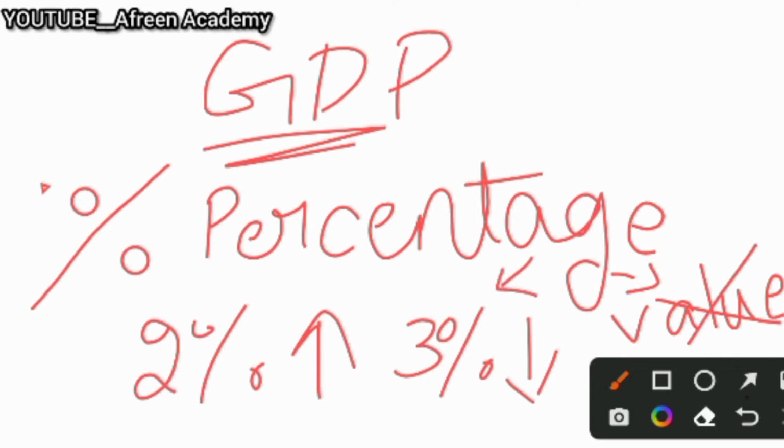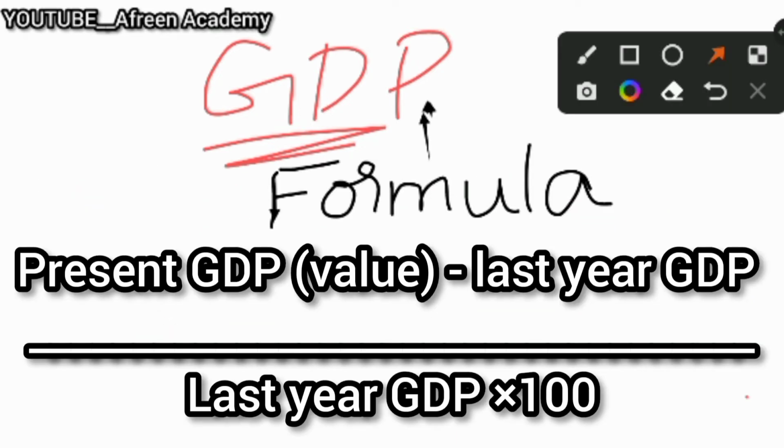So if we are calculating GDP in percentage, then there must be a formula for getting the percentage from the value. Yes, we have a formula for calculating the GDP. Let us see what the formula is. The simple formula for calculating GDP growth is present GDP minus last year GDP, divided by last year GDP, into 100. We'll get a percentage, and that will be the GDP. This is how we calculate GDP for every particular country and compare according to the GDP.